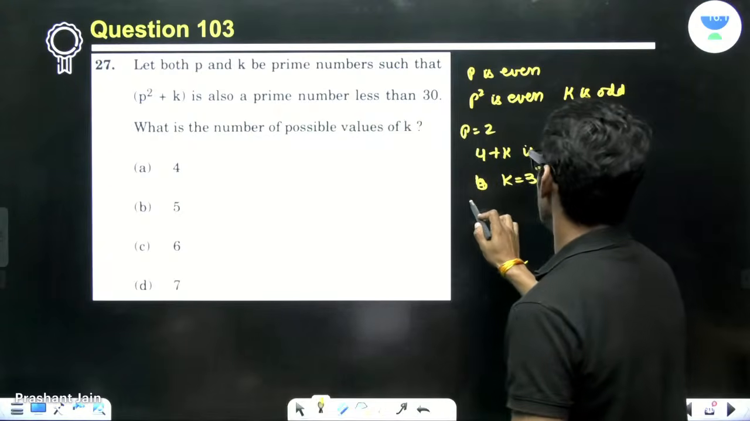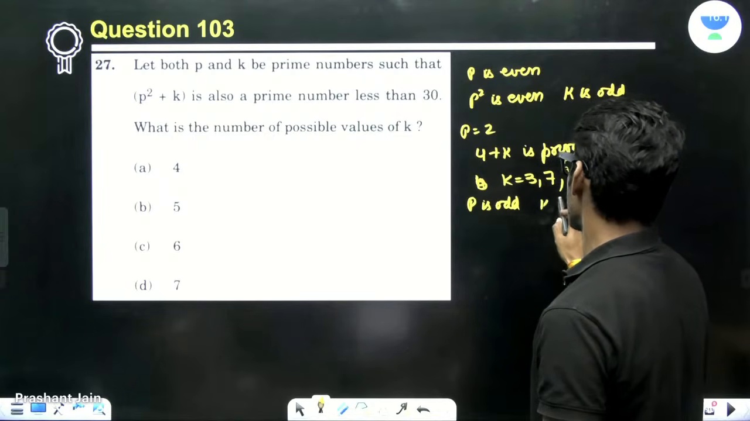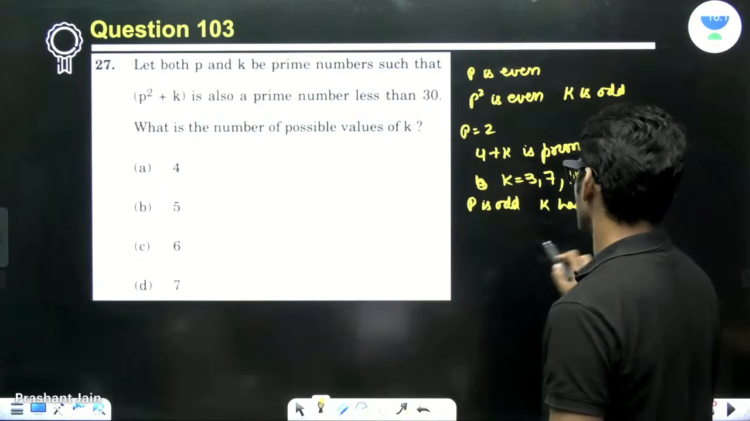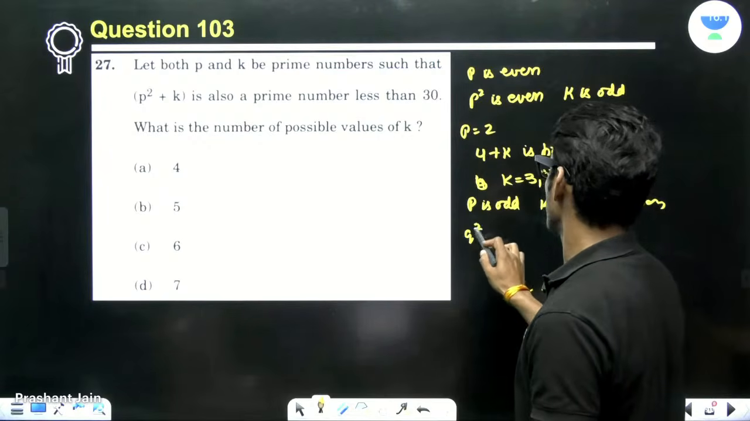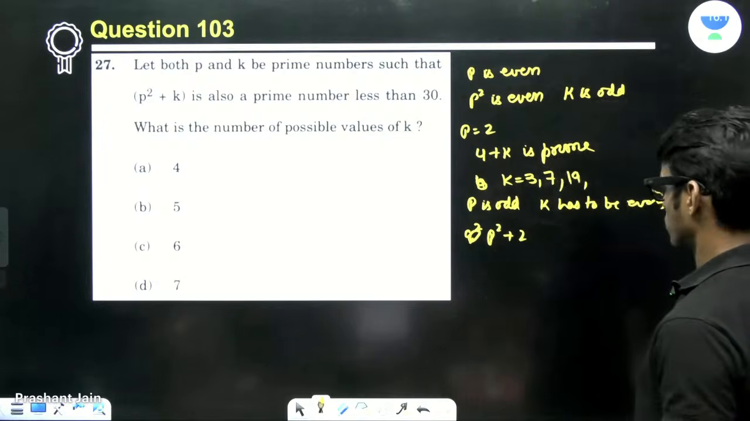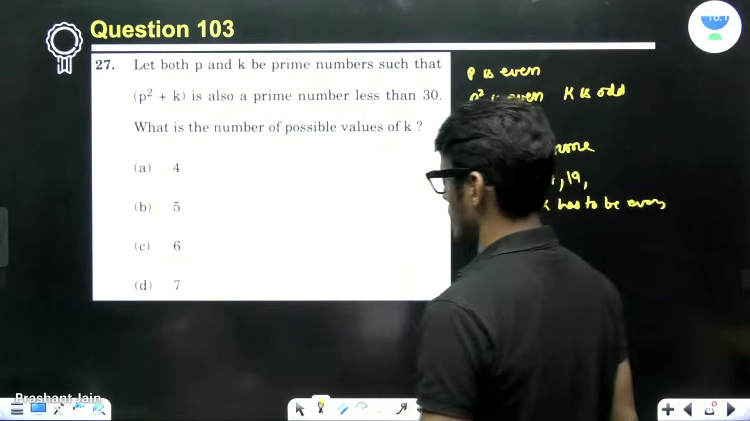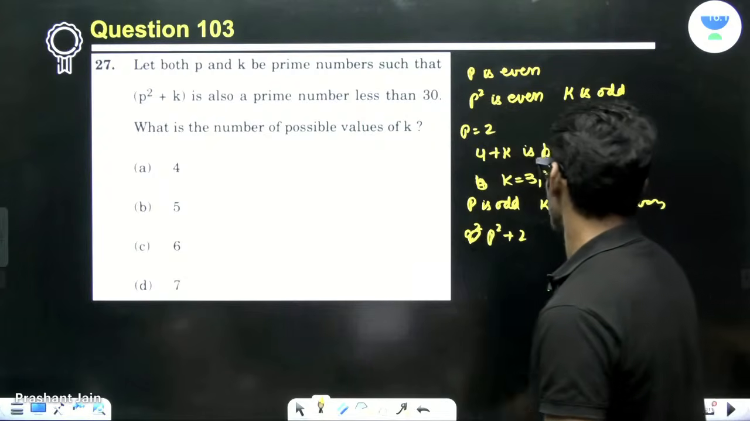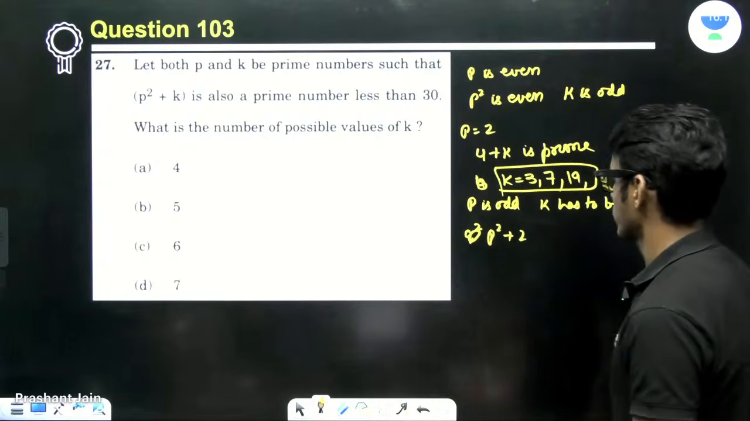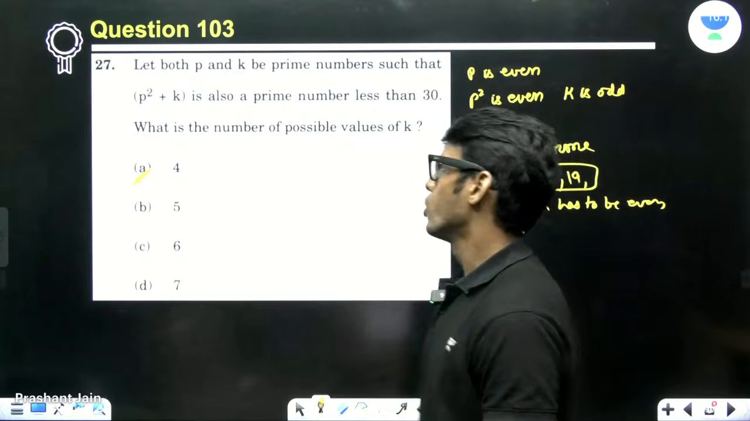Now, if P is odd, K has to be even. So this gives me P square plus 2. Oh, so we are just asked the number of values of K. So 4 is the answer, right? K was 3 here and then 7, 19. So 4 is the correct answer.